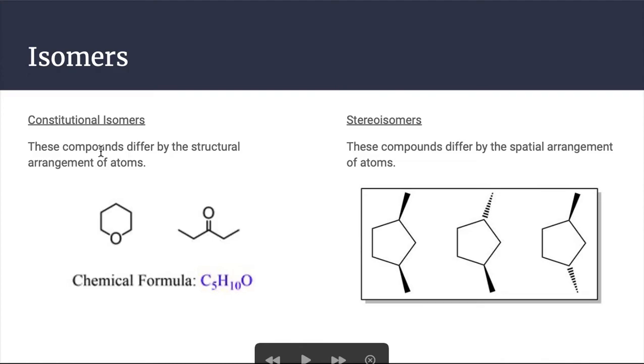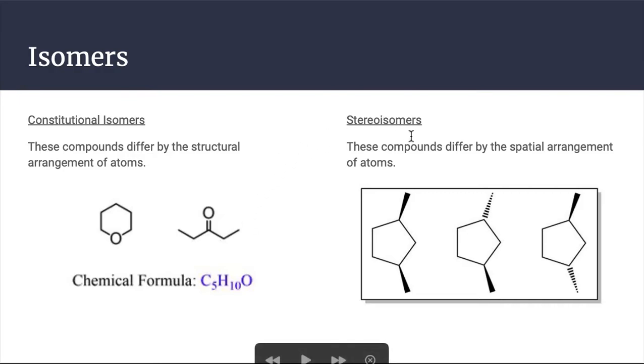Constitutional isomers are isomers that differ by their 2D structure. If you look at this example over here, both of these compounds have the chemical formula C5H10O, but as you can see, they look very different. The one on the left is in this kind of ring structure, while the other one is in the normal zigzag structure that we see a lot in O-chem. So if you come across compounds that have the same molecular formula but look very different when drawn in 2D, then those are constitutional isomers.